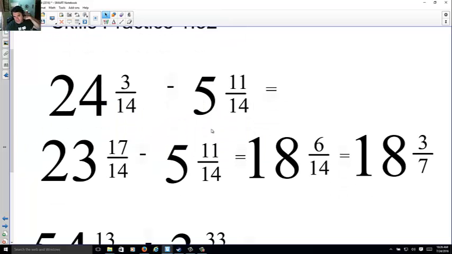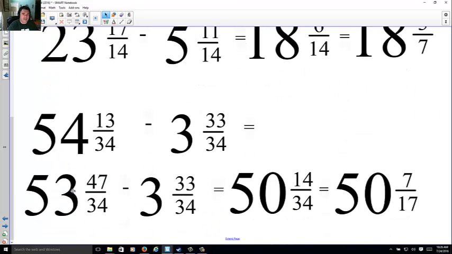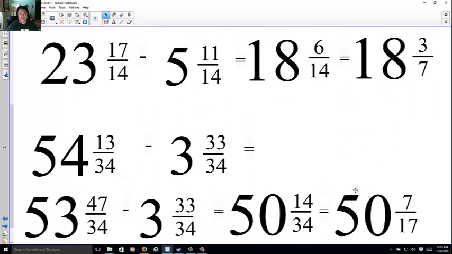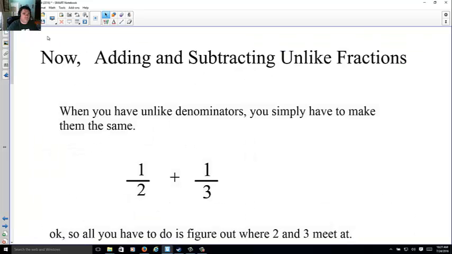Hopefully you got the following. This here turns into this, which turns into this, which turns into this. This guy turns into this guy, which turns into this guy. Hope you got both right. Adding, subtracting, unlike fractions. Okay.